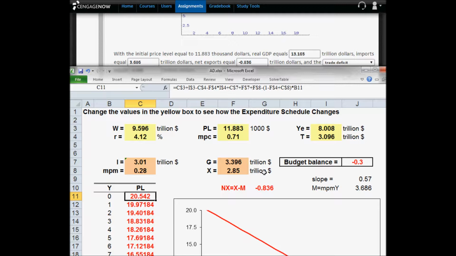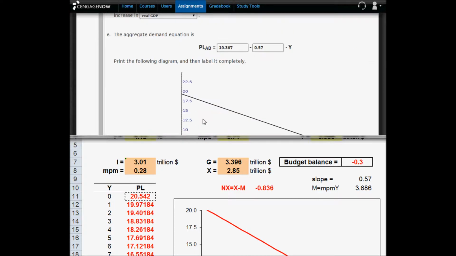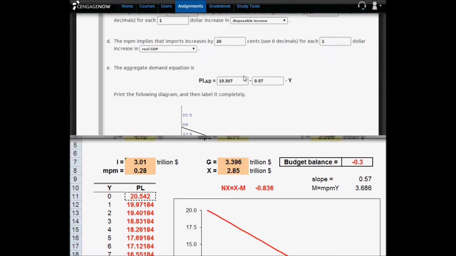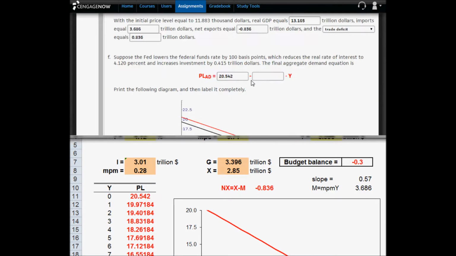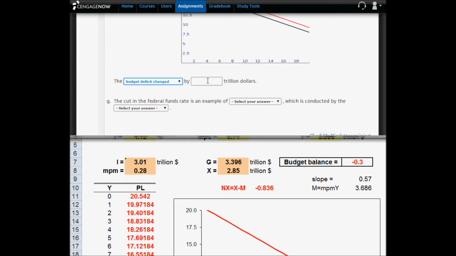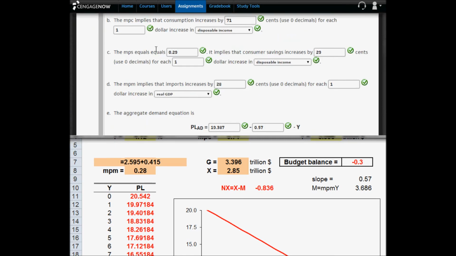That results in a new intercept of 20.542, which is higher than it was. It was 19.387. It is now 20.542. The slope hasn't changed. Only the intercept has changed. So we went from the black initial aggregate demand curve to the red aggregate demand curve. The budget deficit changed by $0 trillion. The cut in the federal funds rate is an example of monetary policy which is conducted by the Federal Reserve. Now we're going to check my work, and we get all the questions correct.